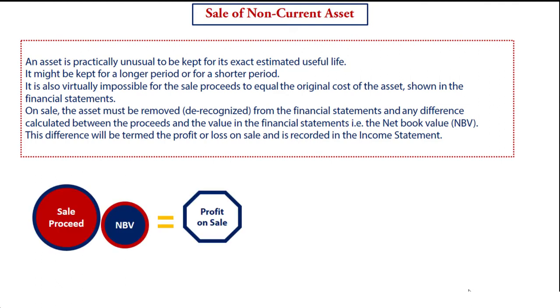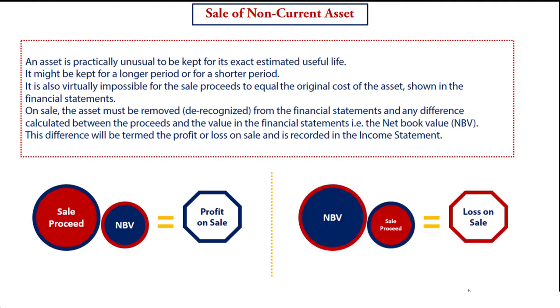If the sales proceeds are greater than the net book value, then there will be a profit on sale, which will be an income and credited to the income statement. However, if the net book value is greater than the sales proceeds, it will result in a loss on sale, which will be debited as an expense to the income statement. Let's look at the accounting treatment for the sale of a non-current asset, where we sell the asset and get cash back.